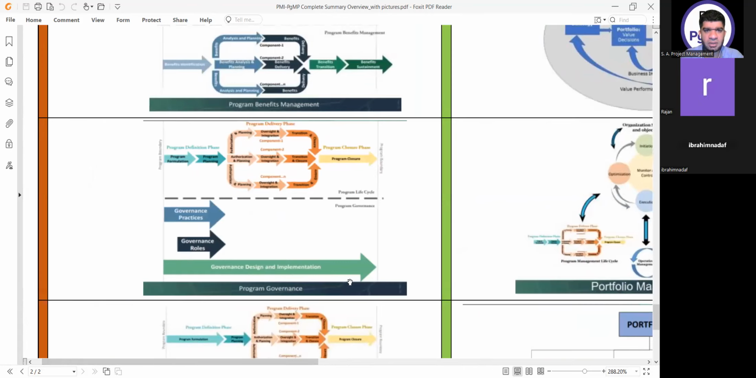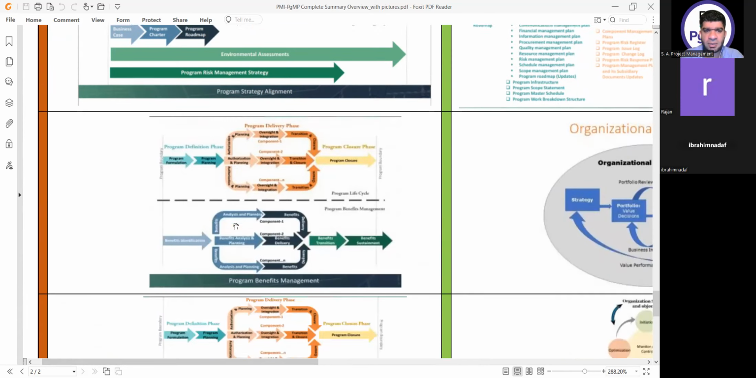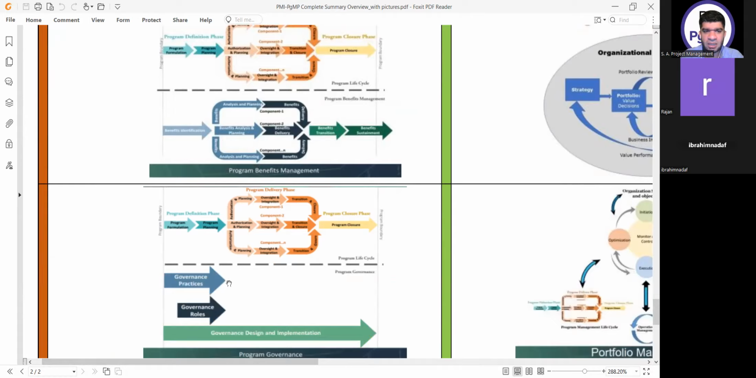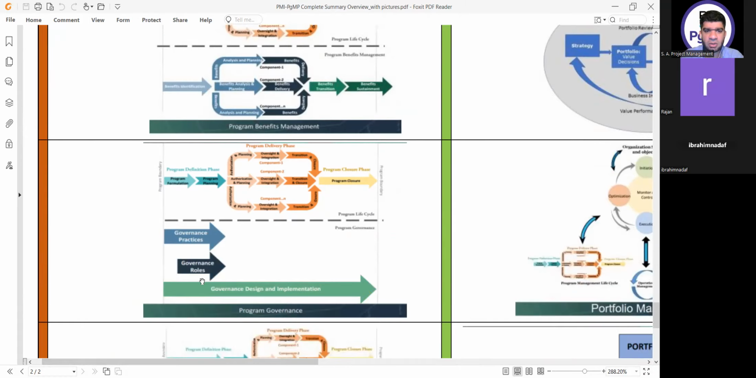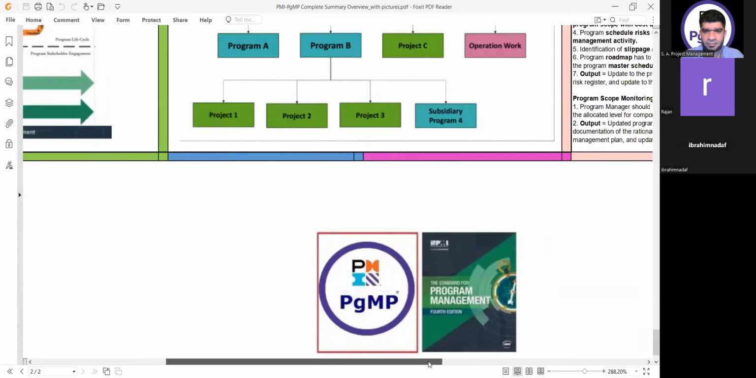So any question, when we're talking about these steps: same business case, charter, roadmap, environmental assessment, and risk management strategies. In the program benefits management, we have benefits identification, benefit analysis and planning, benefits delivery, transition and sustainment, the only step going out of the program. In the governance, we have governance practices, governance roles, governance design and implementation. In the stakeholders, identify stakeholder analysis and stakeholder engagement planning. Then we do stakeholder engagement and communication throughout the program.